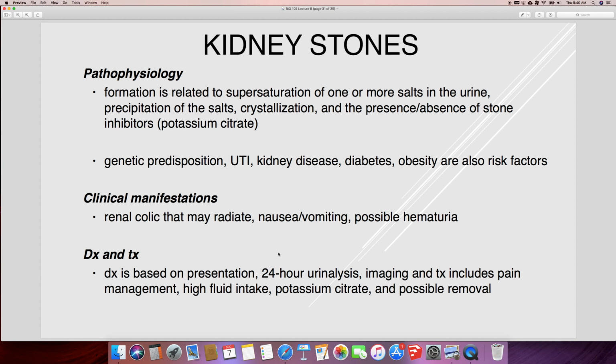So the patho, formation related to the supersaturation of these salts in the urine, and what happens is these salts precipitate, meaning they start to solidify, and then they crystallize. So the precipitation of these salts come together, they crystallize, and that's what makes these stones. Again, some other risk here, genetic predisposition, so they tend to run in families, but it's not a genetic disease by any means. UTIs, kidney disease, diabetes, obesity, all risk factors.